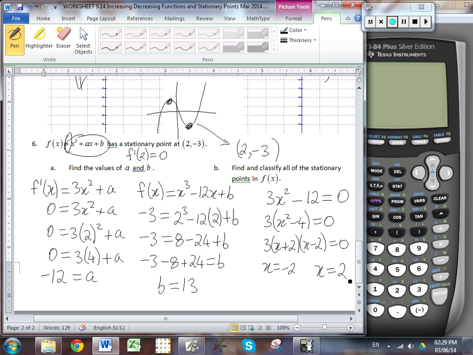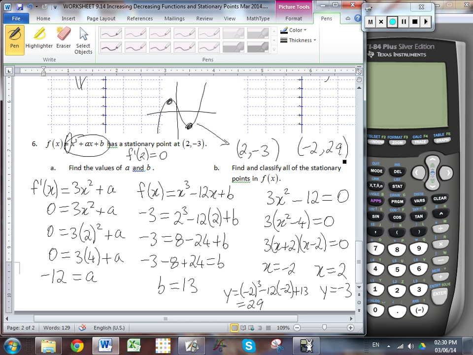Now for x equals positive 2, we already knew that the corresponding y value was negative 3, but we are going to need to substitute the negative 2 back into the original function to find out what we get. So the y value is going to be negative 2 cubed minus 12 times negative 2 plus b, and we remember that b was 13, and that gives you negative 8 plus 24 plus 13, that's 29. So we've got the coordinates (2, negative 3) and (negative 2, 29).